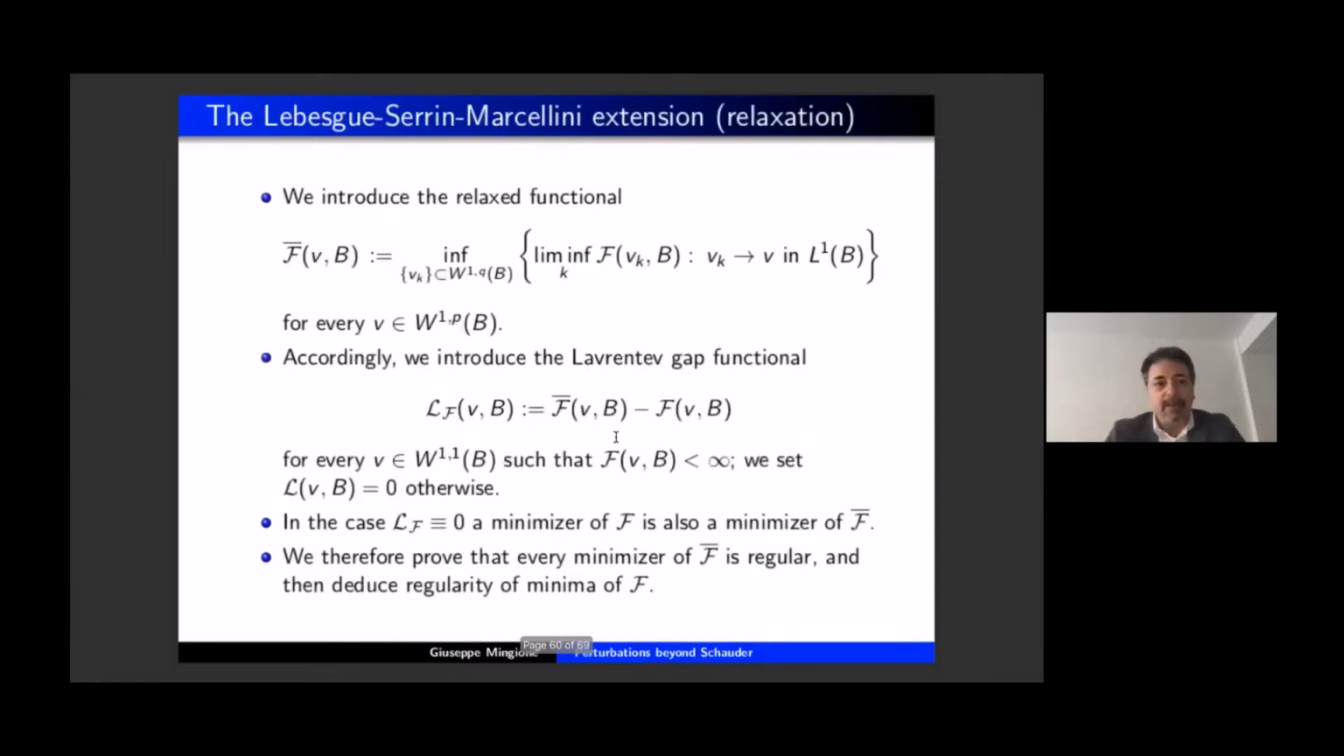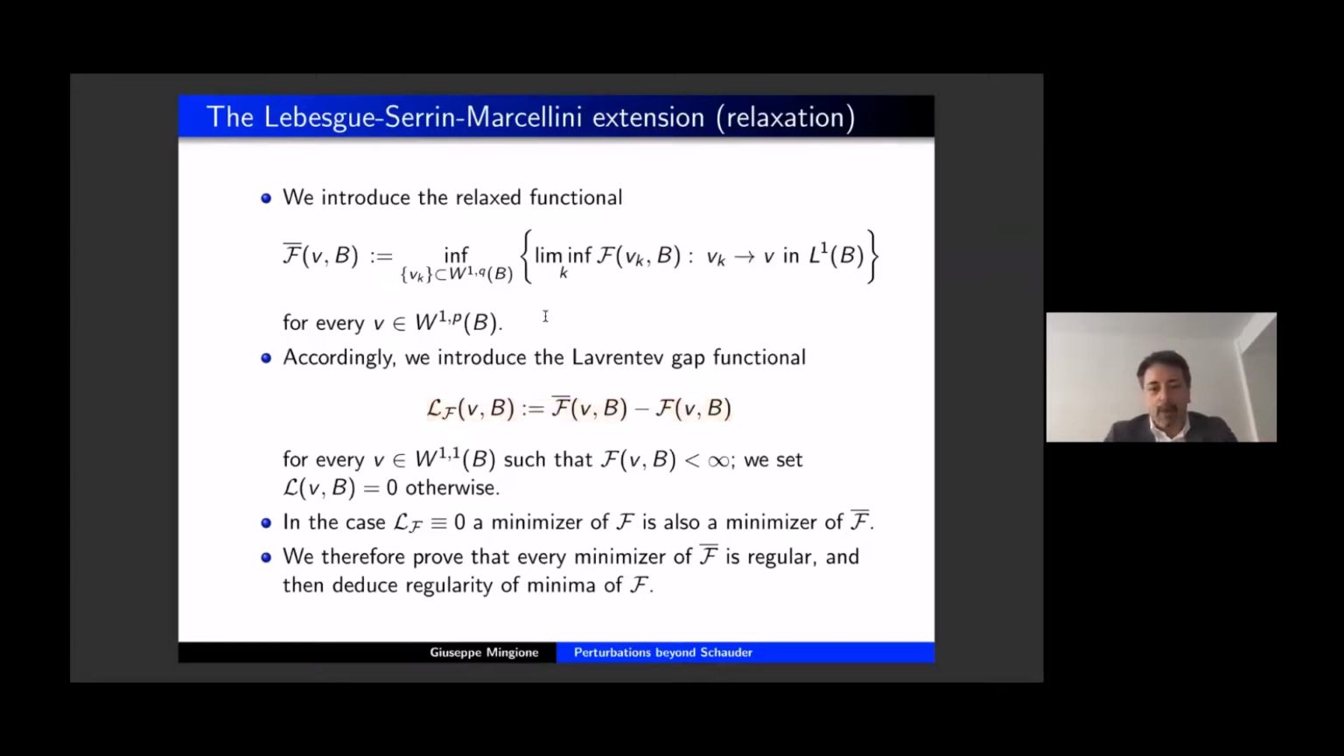So what we do, we pass to the so-called Lebesgue-Serrin-Marcellini extension that was introduced by Marcellini in the setting for describing cavitation in nonlinear elasticity. So we initially define the functional on W^{1,q}, on the larger space. And then you take the lower semi-continuous envelope of this functional, which is defined on W^{1,q}, but in the weaker topology. Then the Lavrentiev gap is defined as the difference between the original functional and this other functional, which is larger.